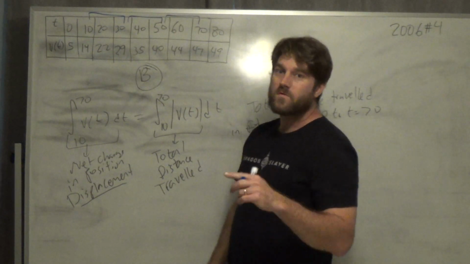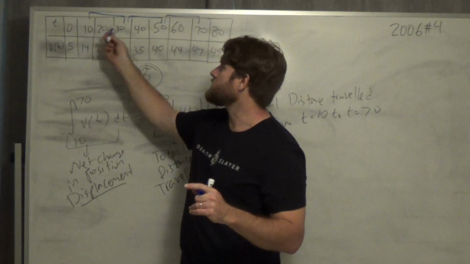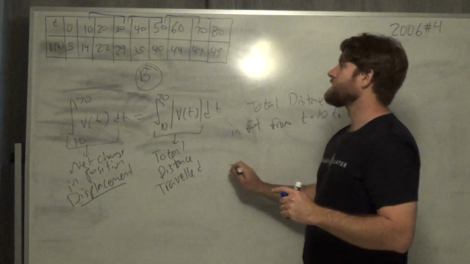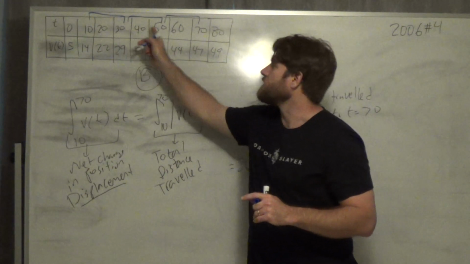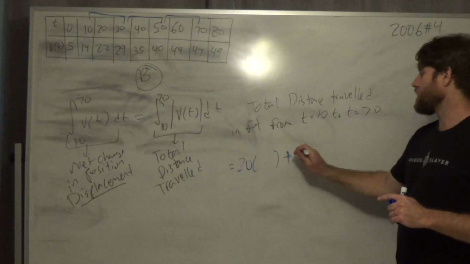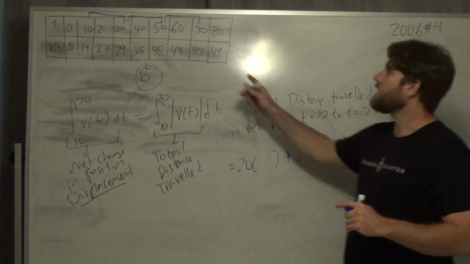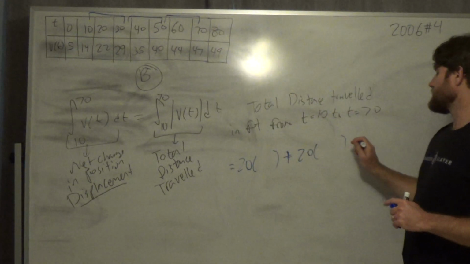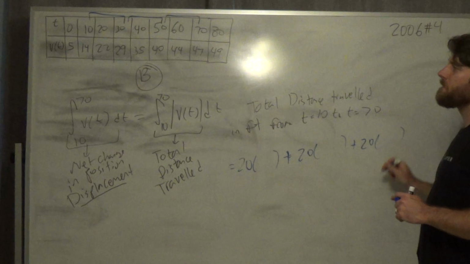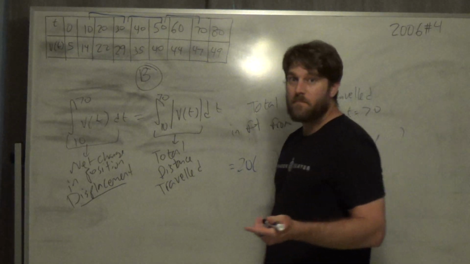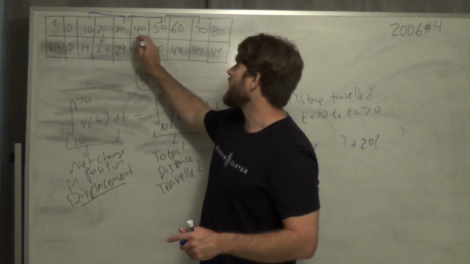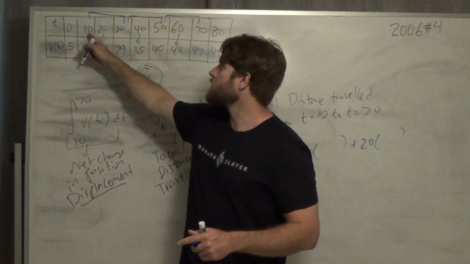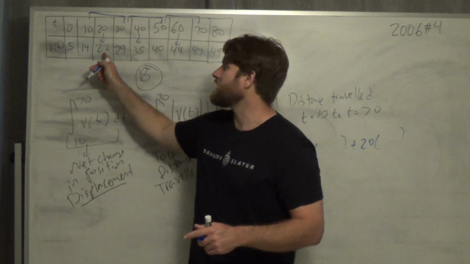So how far is it from 10 to 30? These are rectangles, so that's a distance of 20. Then from 30 to 50, that's a distance of 20. And then 50 to 70, that's a distance of 20. Now we need the midpoint. You're going to use the middle point for the heights. So the middle between 10 and 30 is 20, its height is 22.